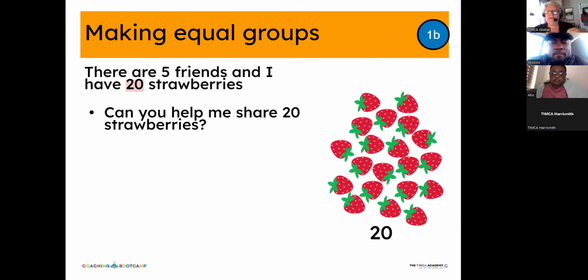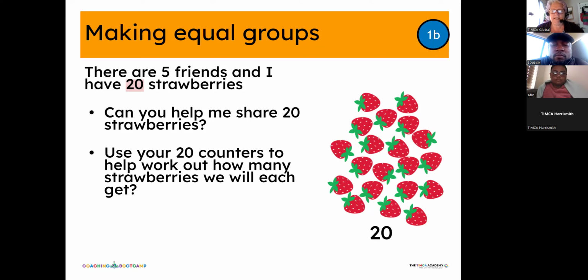Or do they say, okay, let me put 2 in and 2 in and 2 in and see how it goes, and then I'll put another 2 in, another 2 and another 2? How are they doing the sharing? Are they sharing it one by one, or are they using some kind of multiples to share it out? Because that again tells us where they are in their thinking, what they have got in their minds. Use your counters to help work out how many strawberries we will get each.